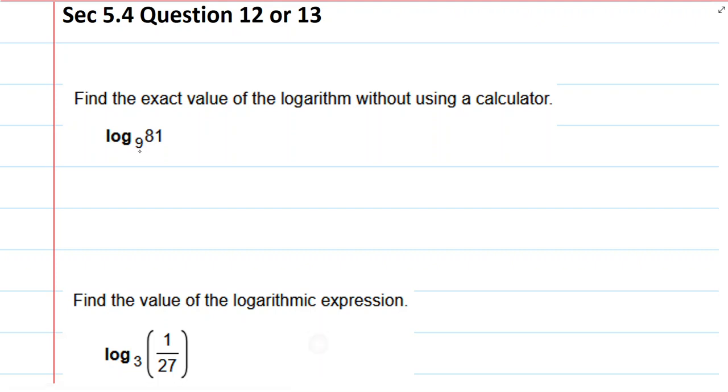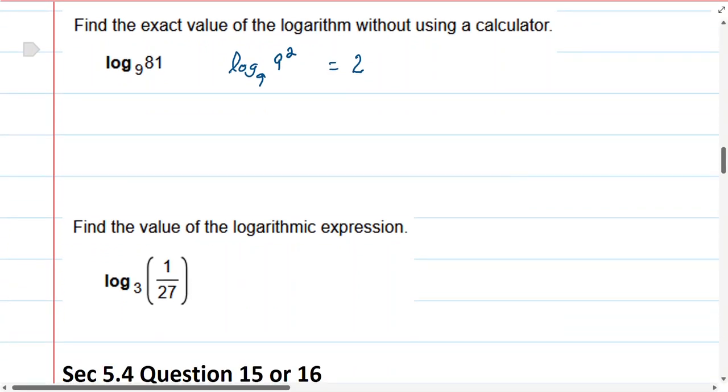Okay, on this one, find the exact value without using a calculator. That means we need the same bases. So we're going to say log base 9 of 9 squared, right? The outcome is always an exponent of like bases. On this one here, we're going to change it to 3's.